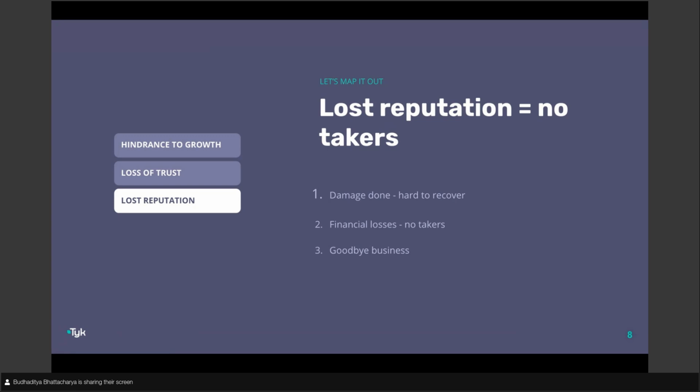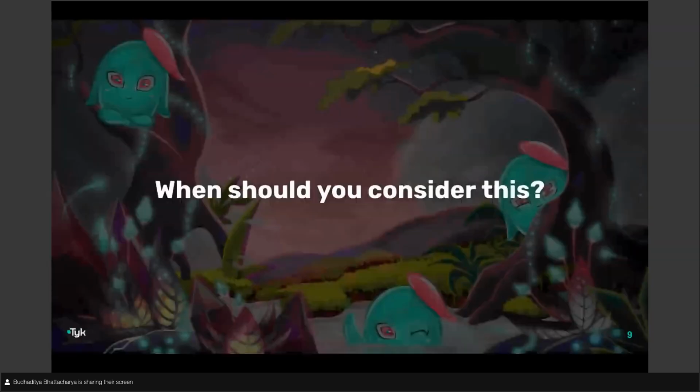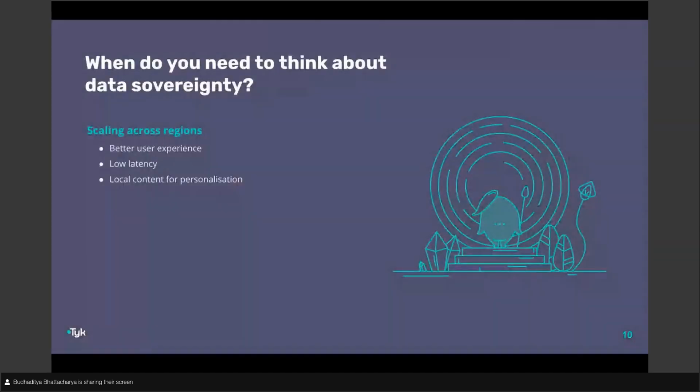So finally, point number 3 goes back to goodbye business. So when is it that you should be considering this? When does this sort of come into place? The first part is really looking at when you are scaling across regions. Of course, you've built your business, you've started off small, you've got some users going, and now you're looking to scale out across different regions.